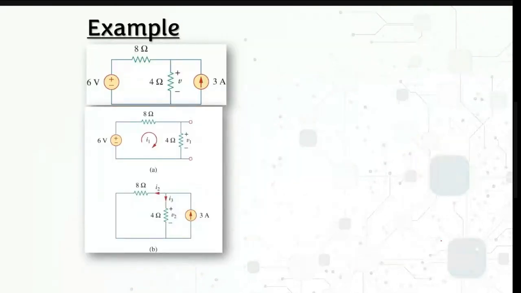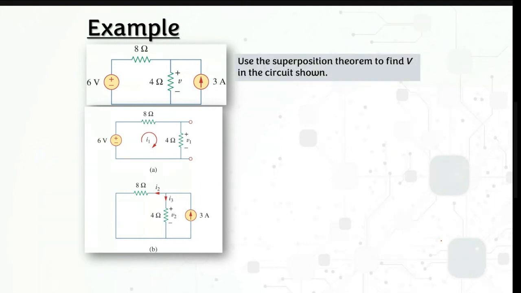Okay, it's better for me to show you an example for this one. Like for this one, the question asks you to use the superposition theorem to find V. This is the V that you need to find in this circuit.